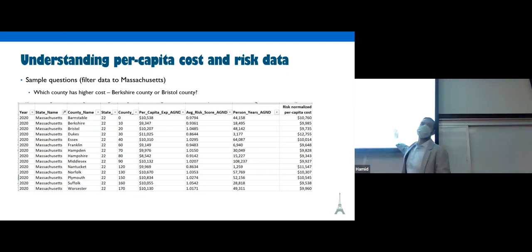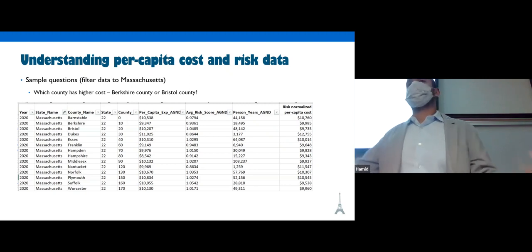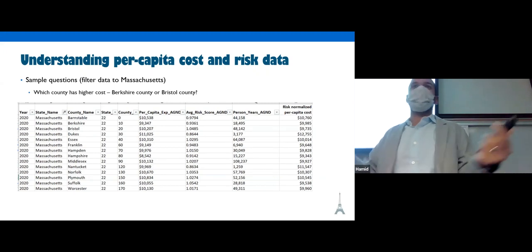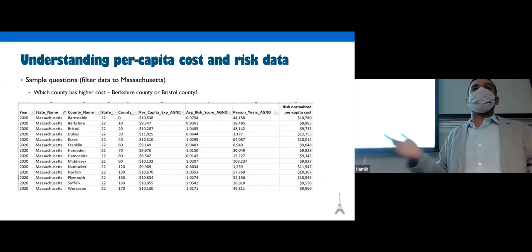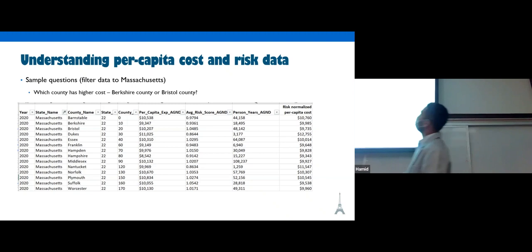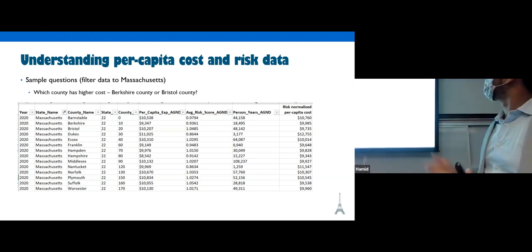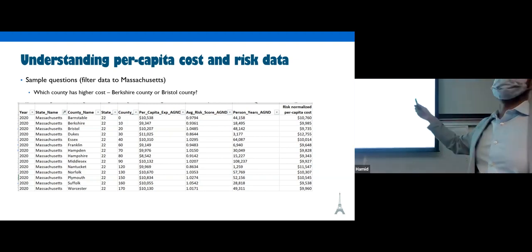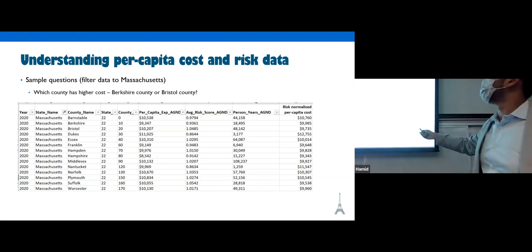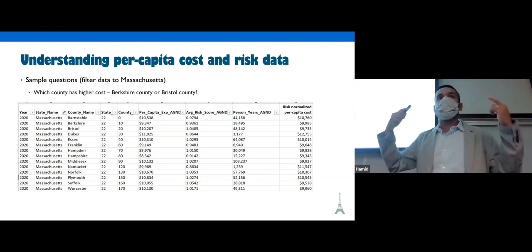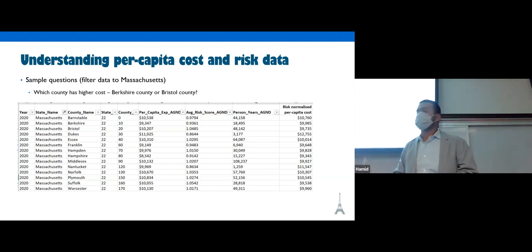The risk normalized per capita cost is literally the per capita cost divided by your average risk score, okay? You're just normalizing to 1.0 risk score. I'm not doing anything super complicated. It's just this column divided by that column. And if you do that, all of a sudden, the picture completely changes, right? Berkshire now has $9,900 of cost. Bristol has $9,700 of cost. So it's really important to recognize that, all right?